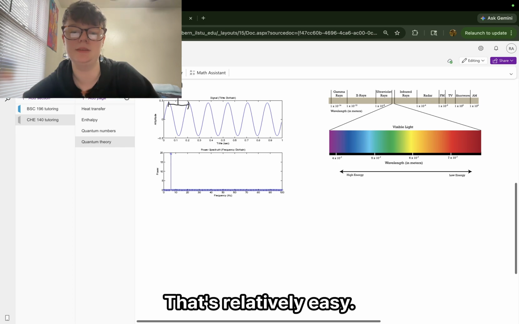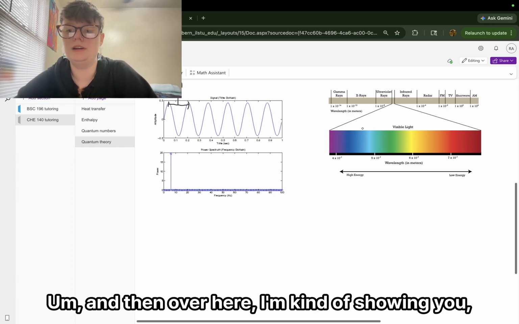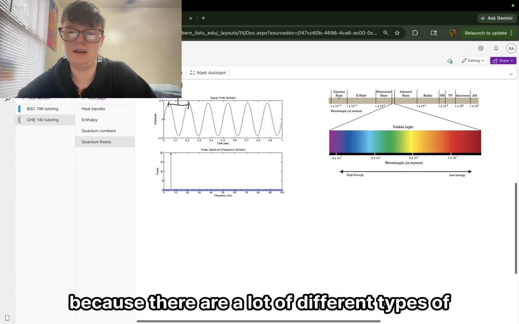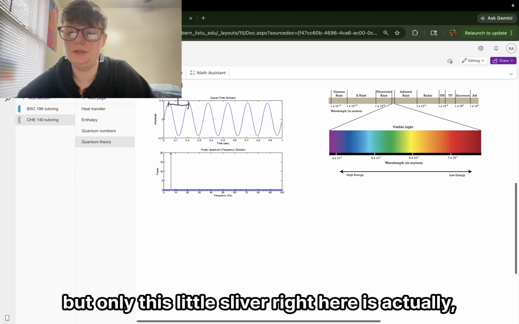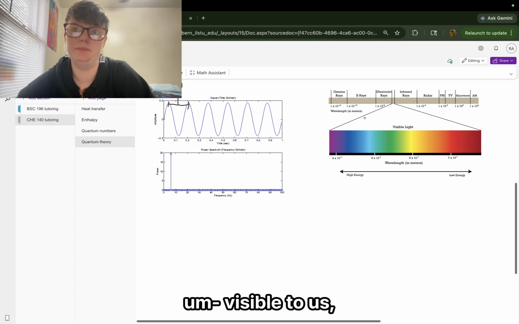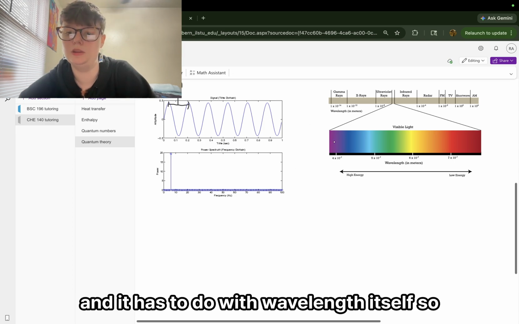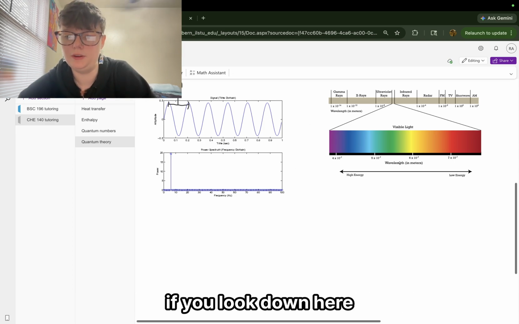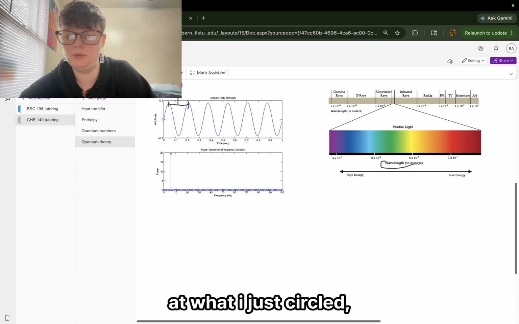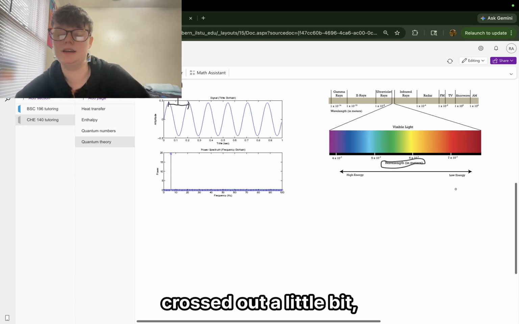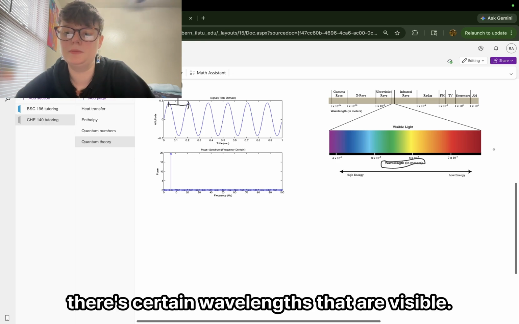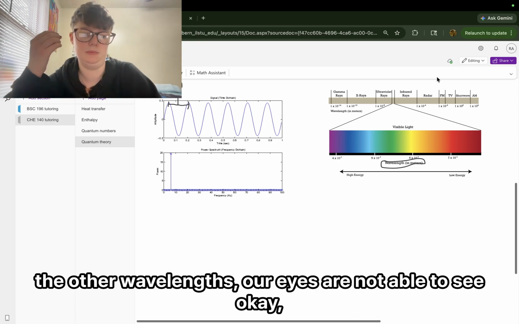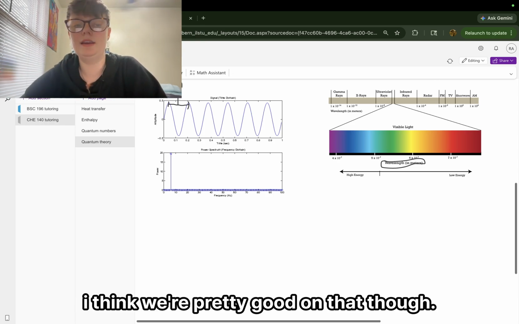That's relatively easy. And over here, I'm showing you how it works with light, because there are a lot of different types of energy, but only this little sliver right here is actually visible to us, and it has to do with wavelength itself. If you look down here at what I just circled, there are certain wavelengths that are visible. The other wavelengths our eyes are not able to see. Okay, I think we're pretty good on that.